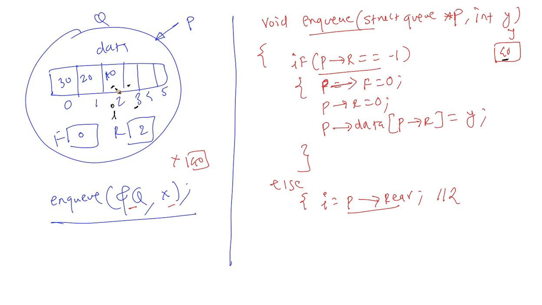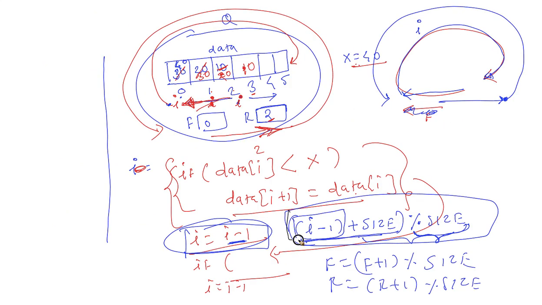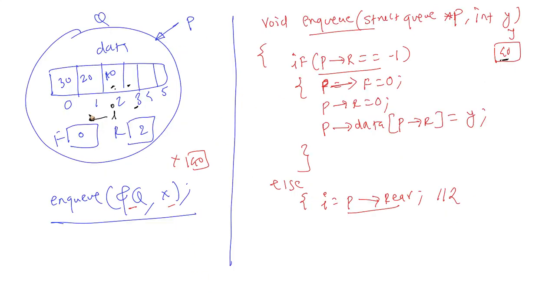When this is smaller than 40, right? So I'll be doing that, and then I will decrement my I in this direction, by using the formula which we saw earlier. What formula? This formula I'll use to decrement I. And once I comes to this location, again I'll be comparing this data of I with x.